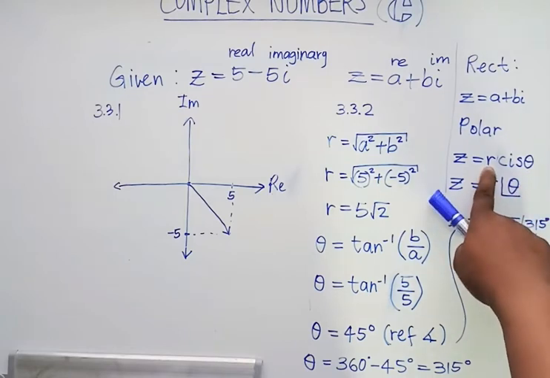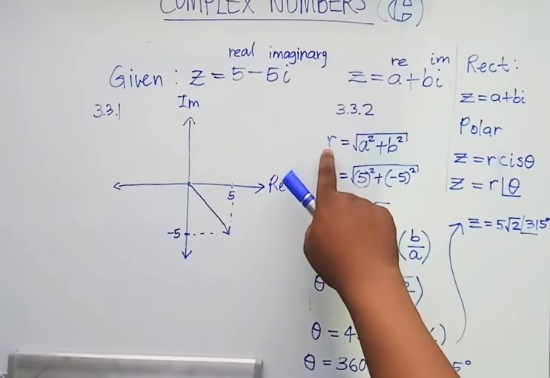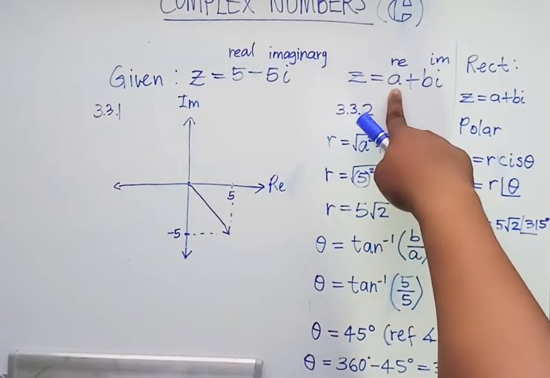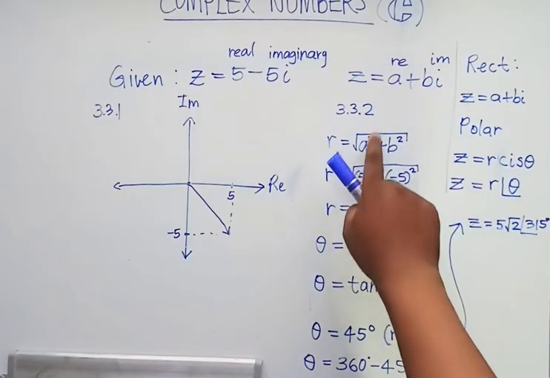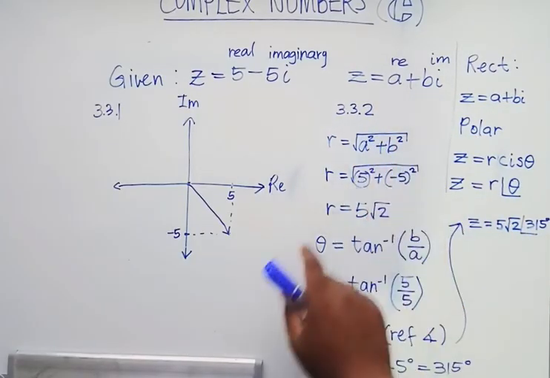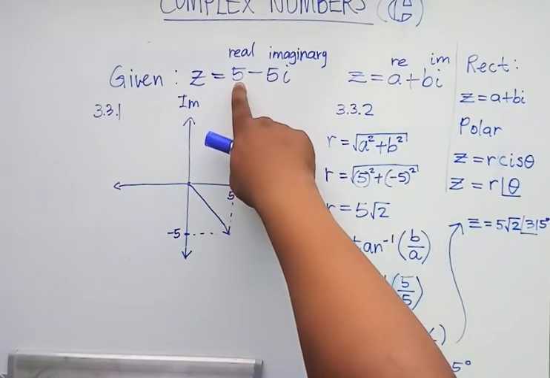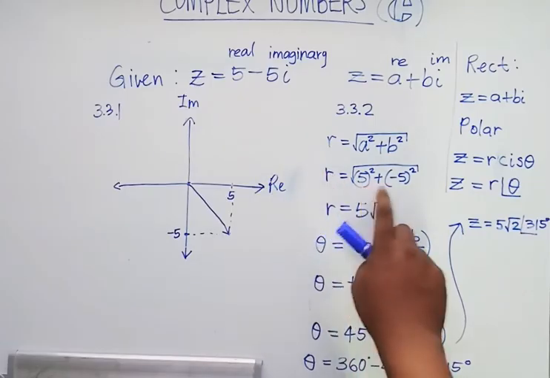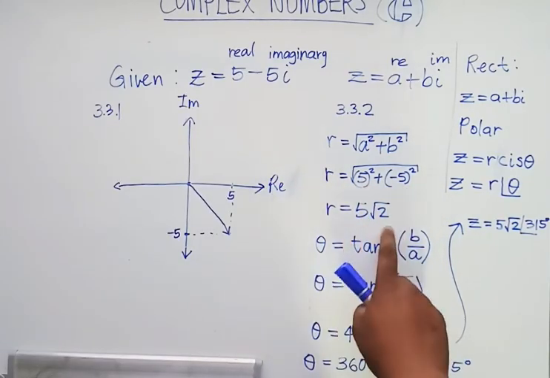So we looked for R by using Pythagoras. Your Pythagoras in this case says R equals the square root of A squared plus B squared. Then you substitute your A and your B, which are 5 and minus 5. That's exactly what we did here, and we got our R, which is our radius.